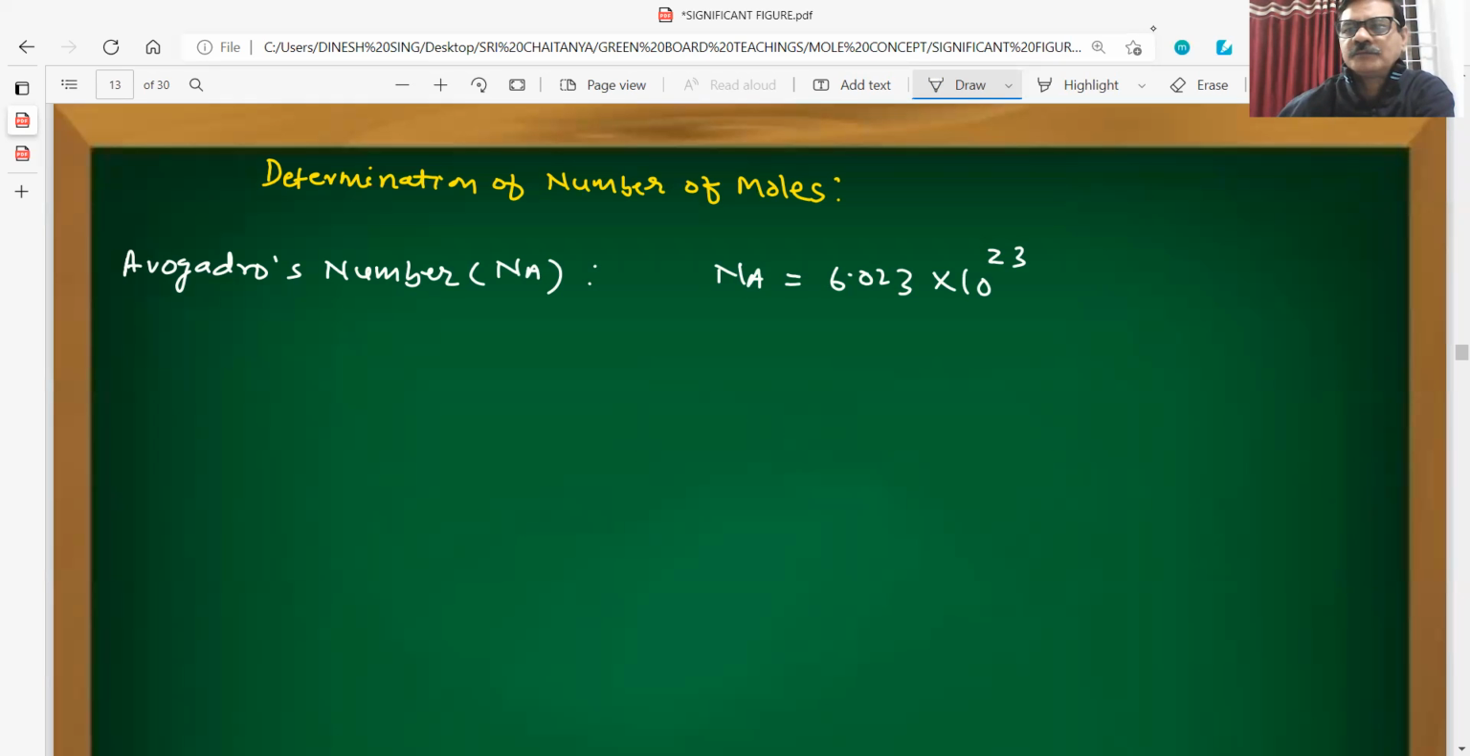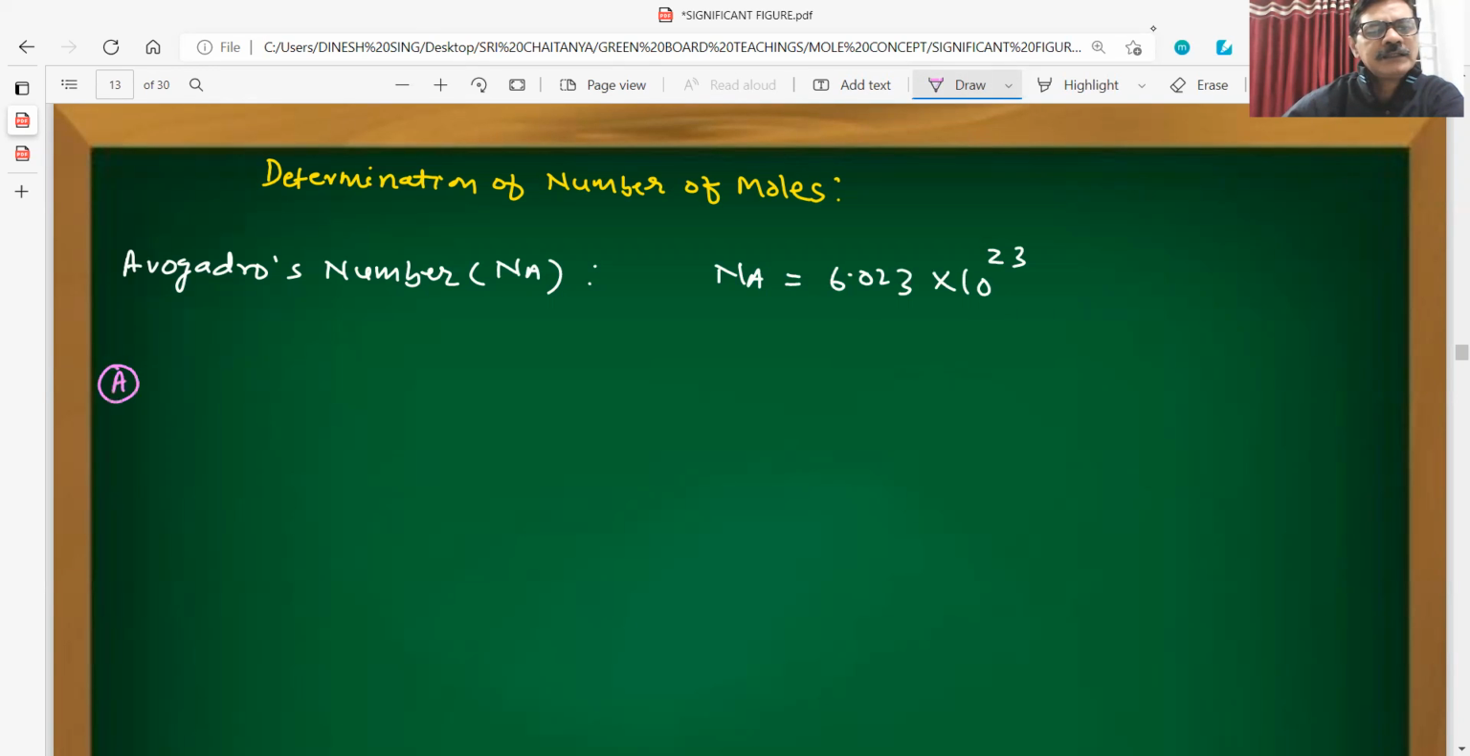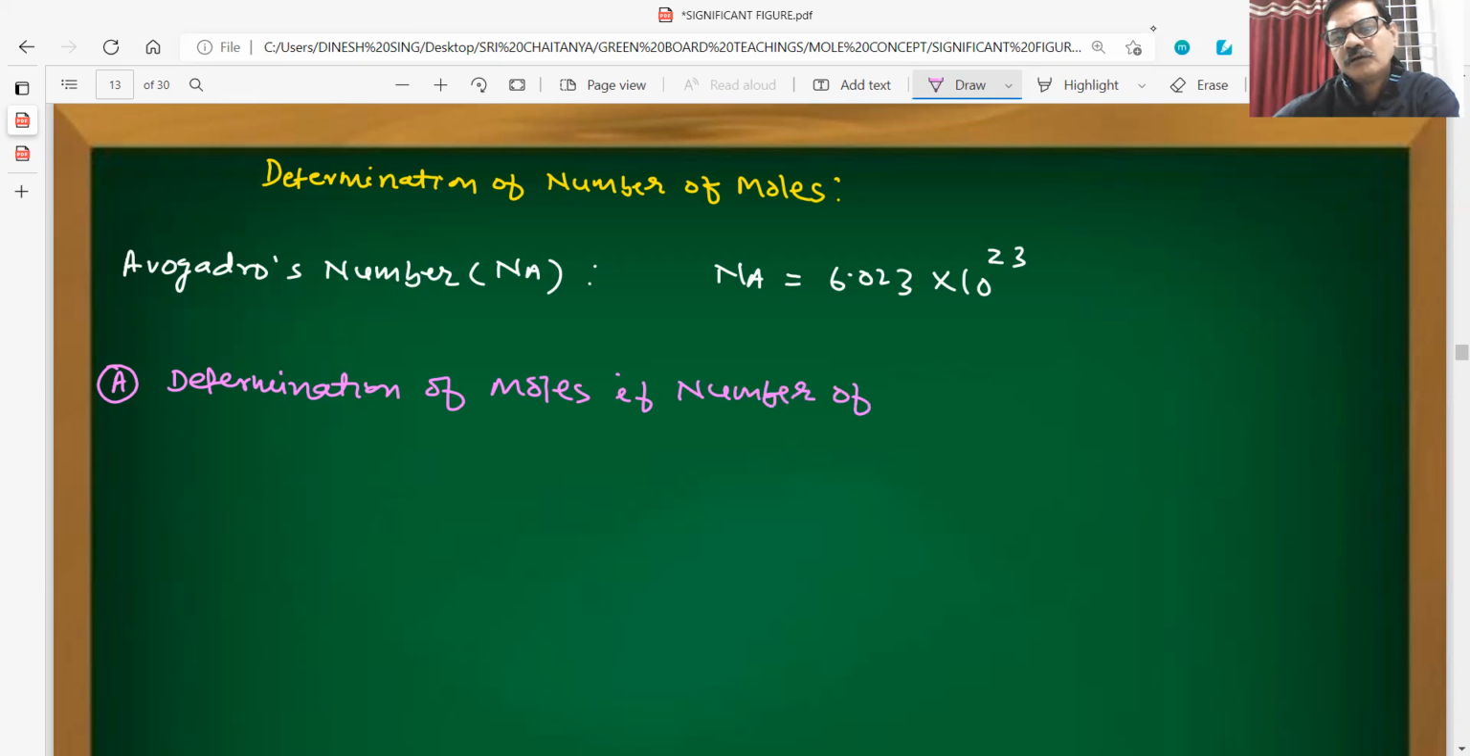It may be the number of atoms, number of molecules, number of ions, number of electrons, or number of protons, whatever entities are given. So the first formula we have is the determination of moles if the number of entities is given.